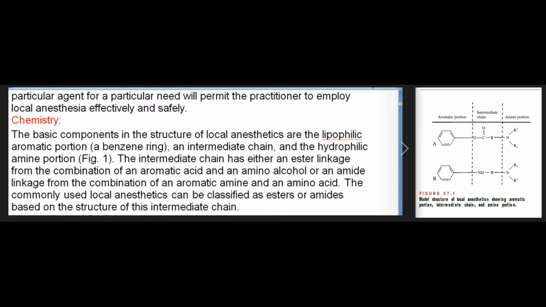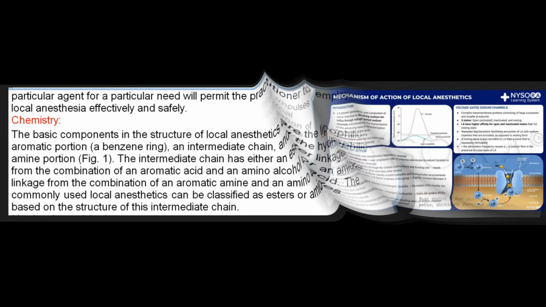Chemistry. The basic components in the structure of local anesthetics are the lipophilic aromatic portion, a benzene ring, an intermediate chain, and the hydrophilic amine portion, Fig. 1. The intermediate chain has either an ester linkage from the combination of an aromatic acid and an amino alcohol or an amide linkage from the combination of an aromatic amine and an amino acid. The commonly used local anesthetics can be classified as esters or amides based on the structure of this intermediate chain.